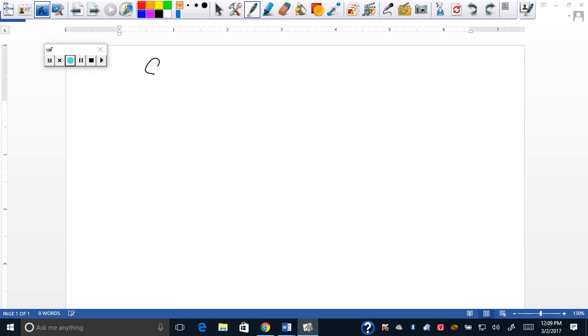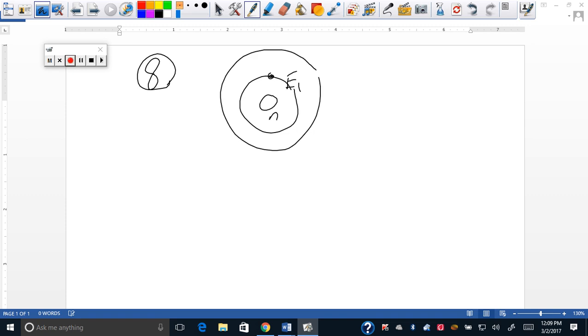Okay, so problem number 8. Here you have your nucleus, here you have your energy level, and here you have your electron. What's going to happen to the electron as it goes up? That's in the excited state, right? What happens when it comes back down to the ground state? Light and heat, wavelengths of light and heat are given off. Energy.